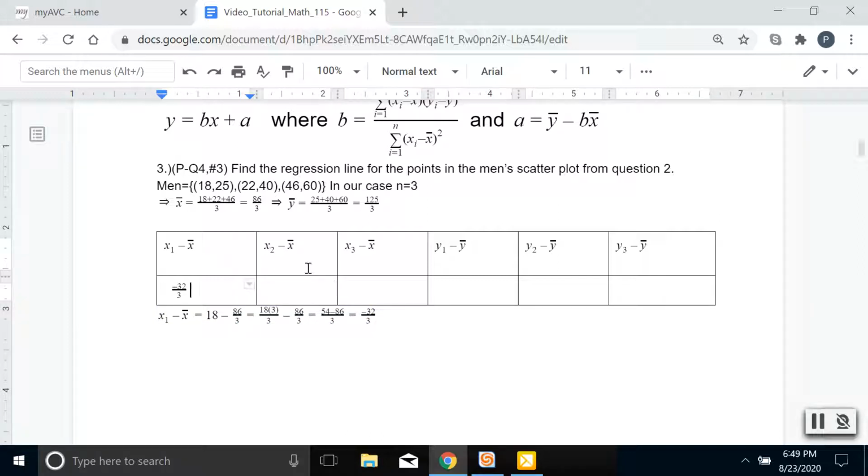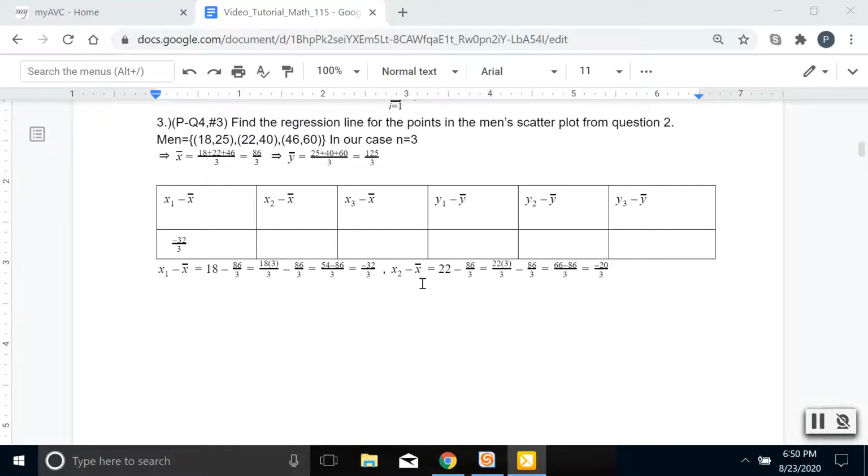Okay, let's do now the x2 minus x bar. x2 is 22, and the x bar is 86 over 3. So it'd be 22 minus 86 over 3. Multiply top and bottom by 3, so it'd be 22 times 3 over 3 minus 86 over 3. 22 times 3 is 66, so it'll be 66 minus 86 over 3, which is negative 20 over 3. So that's going to go for my x2 minus x bar right here.